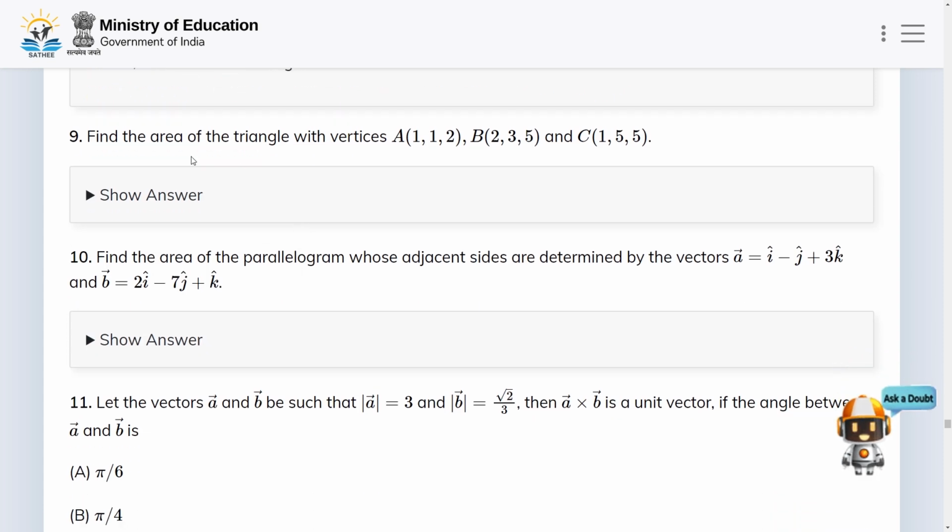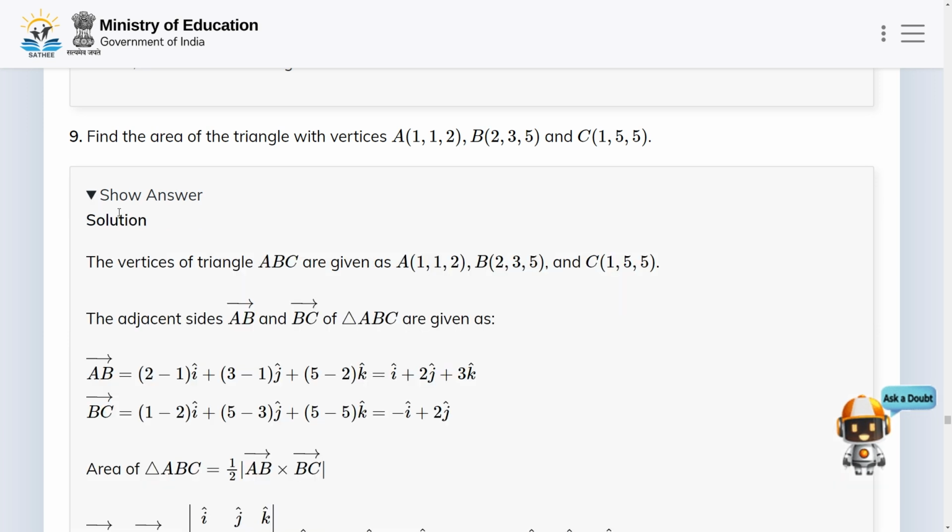Let us move next. Find the area of the triangle with vertices A, B, C given. So very easy. How are you going to find the area? We have already given that area is half times the cross product of two such vectors, where they must have co-initial points. Both vectors must be co-initial, and be sides of the given triangle. So let's see what we are taking.